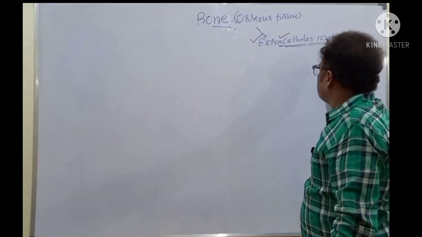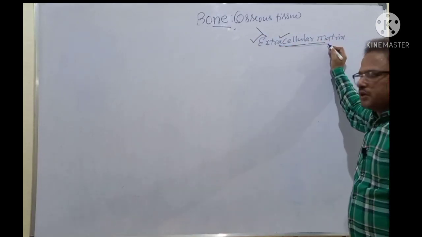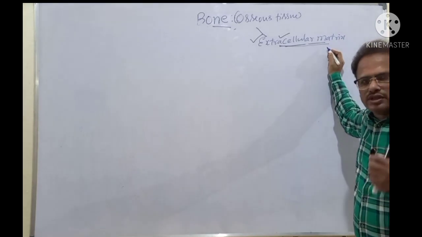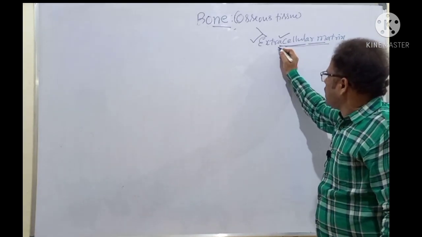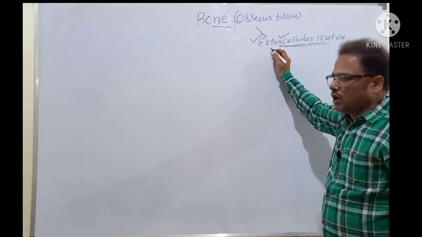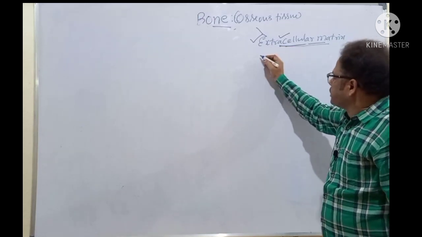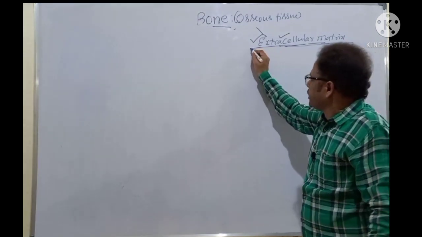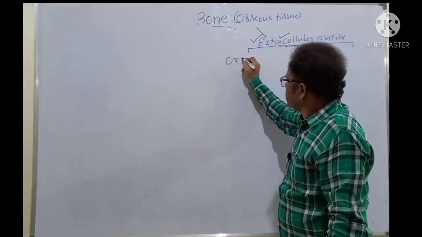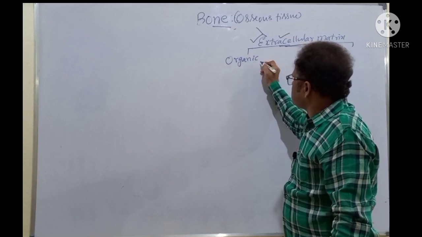So, extracellular matrix. Matrix means the fluid substance present between the cells, which is called the extracellular matrix. What is the composition of this extracellular matrix of bone? Let's discuss the bone composition now. It contains organic substance and inorganic substance. Let's discuss the organic substance first of all.